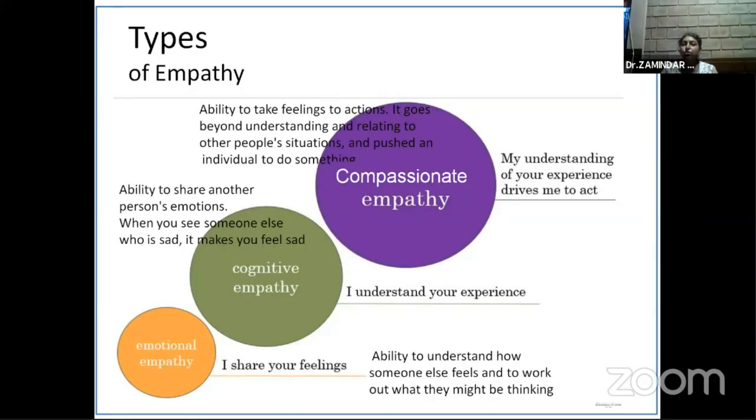The sociologists have recognized three different types of empathy: emotional, cognitive, and compassionate. Emotional empathy is the ability to share a person's concern or pain. Cognitive empathy is the ability to understand a person's suffering. With compassionate empathy, you understand the person's predicament and take necessary action to help them in that particular situation.